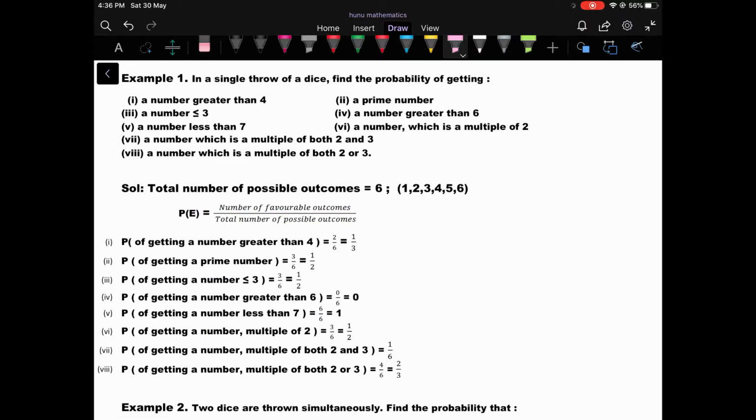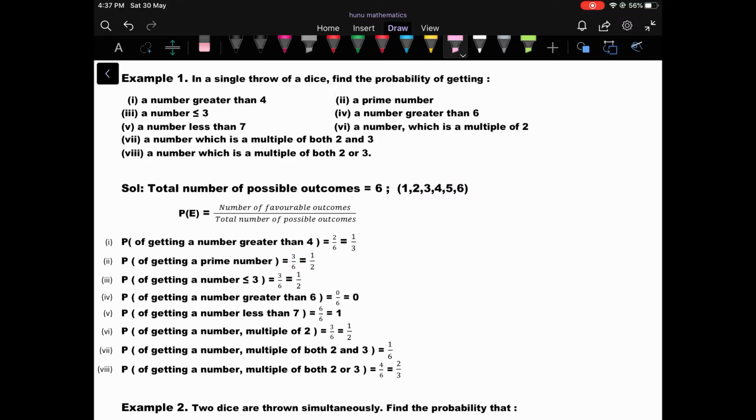Number 1, the probability of getting a number greater than 4. The numbers which are greater than 4 are 5 and 6. So there are 2 such numbers. So the probability is 2 by 6, which equals 1 by 3. Next, the probability of getting a prime number. Let's identify the prime numbers: 2, 3 and 5. So there are 3 such numbers. So the probability of getting a prime number is 3 by 6, which is 1 by 2.